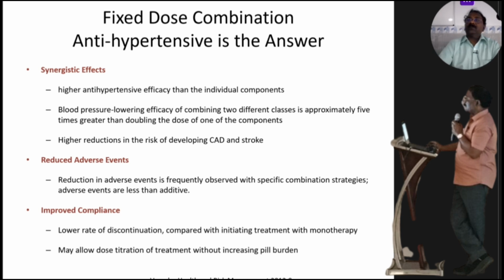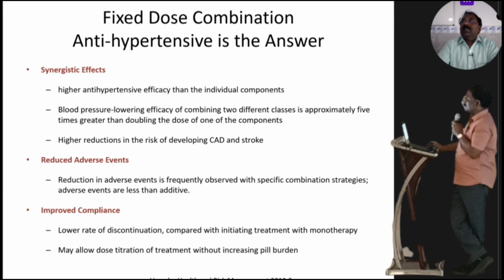Fixed dose combination antihypertensive is the answer. Okay. So synergetic effects, they reduce the adverse events, they improve compliance because of single drug fixed dose combinations. Higher antihypertensive efficacy than the individual components because you are using the combination, so enhanced activity. Blood pressure lowering efficacy of combining 2 different classes is approximately 5 times greater than doubling the dose of one of the components.